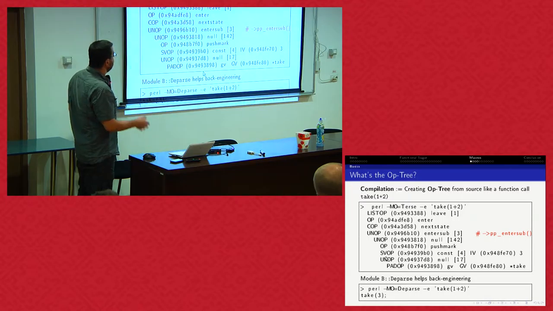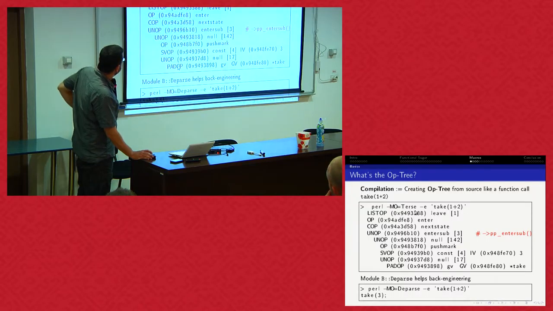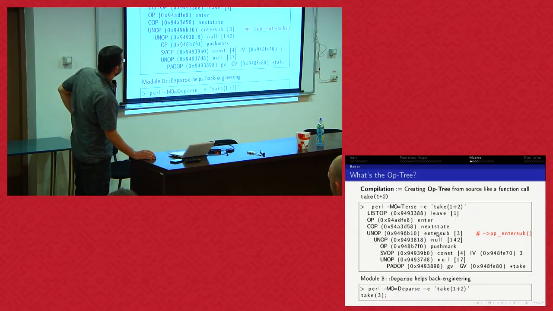And the optree is nested, because you can have, let's say, just the code: take 1 plus 2. If you call perl -MO=Terse, which means use the module B::Terse, and then -e for evaluate on some code, you will see the optree of the code. And this is one way to display the code. And you say here, take 1 plus 2, and this is the optree, enter a subroutine, which will be pp_entersub later. You have to put this in memory. And this is the name of the subroutine to be called. And this is the argument which is passed, 3. Why 3?